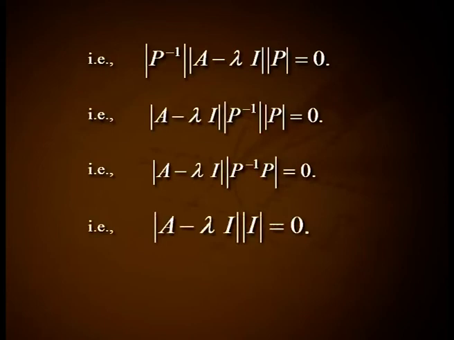that is, determinant of (A minus lambda I) into determinant of P inverse into determinant of P equal to 0, that is, determinant of (A minus lambda I) into determinant of P inverse P equal to 0, that is, determinant of (A minus lambda I) into determinant of I equal to 0, that is, determinant of (A minus lambda I) equal to 0, equation 6. That is, we have obtained equation 6, which is the characteristic equation of A, from equation 5, the characteristic equation of P inverse A P. This shows that the matrices A and P inverse A P have the same characteristic equation and hence the same characteristic roots.